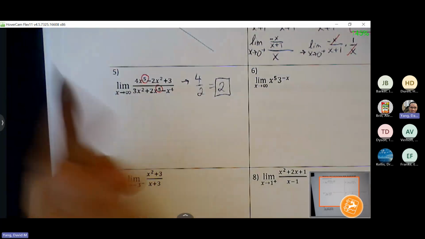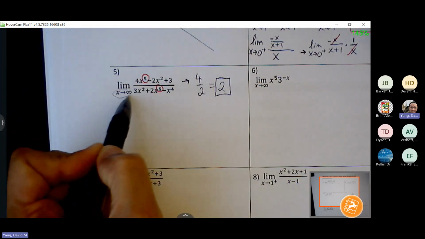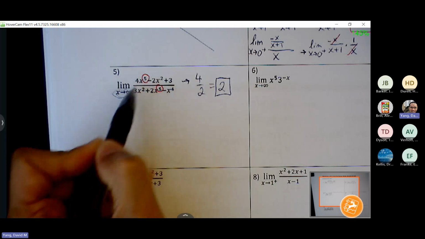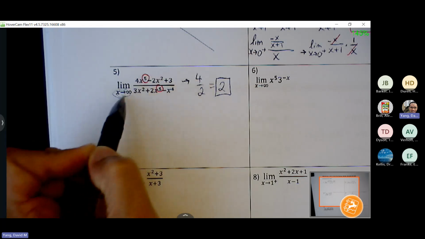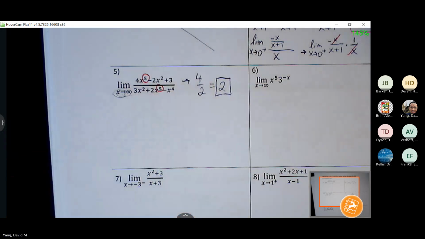Yes, 100 or negative 100, depending on where you're headed. If it's approaching positive infinity and the degree is higher, then you'll plug in 100. If you're approaching negative infinity and the degree is higher, you'll plug in negative 100. Plus and minus, because you're only deciding between two options. It's either positive or negative infinity.